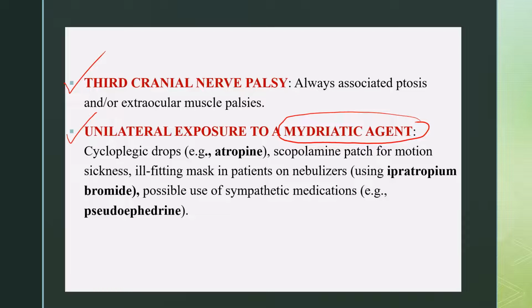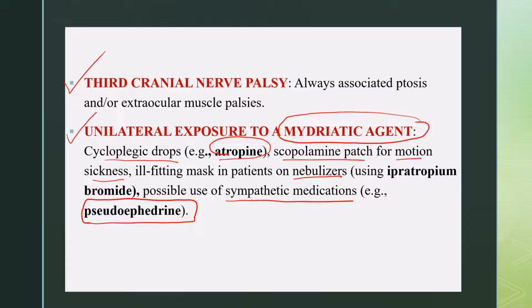So if the person has instilled any sympathetic medications like pseudoephedrine, which is usually used for cold, or if the patient has instilled drops like cycloplegic drops such as atropine, which are anticholinergic, okay, so opposite to the cholinergic effect, which will cause dilatation of the pupil. Now, some patients might be using motion sickness patches like scopolamine, so that might also cause mydriasis. And sometimes asthmatic patients on nebulizers using ipratropium bromide with an ill-fitting mask will also get a unilateral mydriatic pupil.